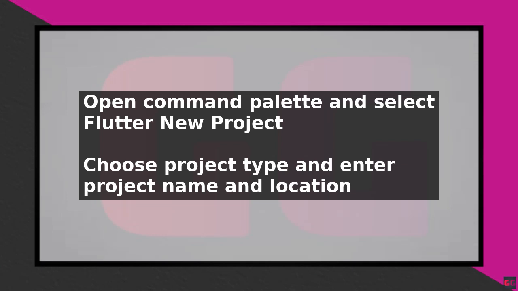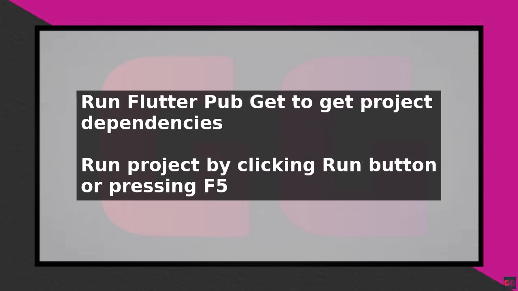After the project is created, navigate to the project directory in the terminal and run the command flutter pub get to get all the dependencies required for your project. You can then run your project by clicking the Run button or pressing F5.